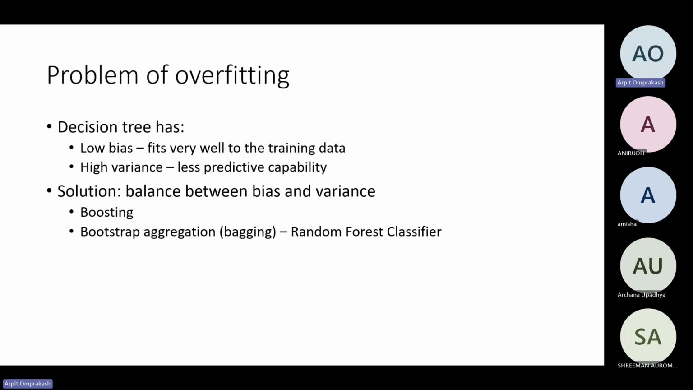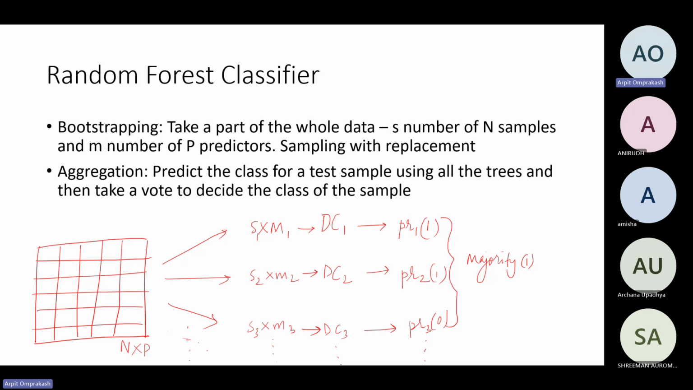So the solution to get rid of this is to balance between the bias and the variance of the model. We can do that for decision trees using two techniques. One is boosting, and the other is called bootstrap aggregation or bagging, which is a much more common approach. We'll look at one example of bootstrap aggregation, which is the random forest classifier. It's a decision tree model which does two things: the first is bootstrapping, and the second is aggregation.